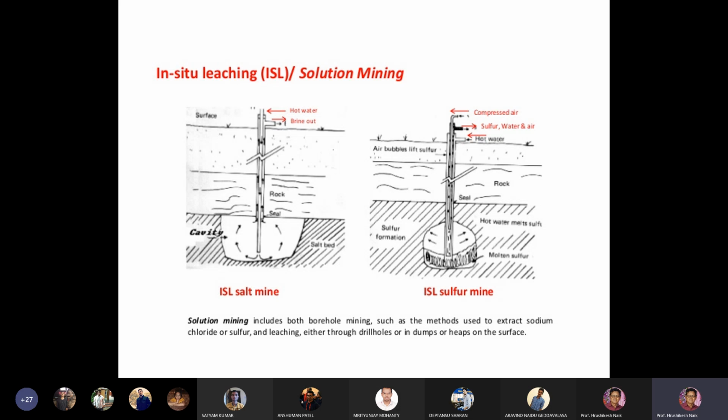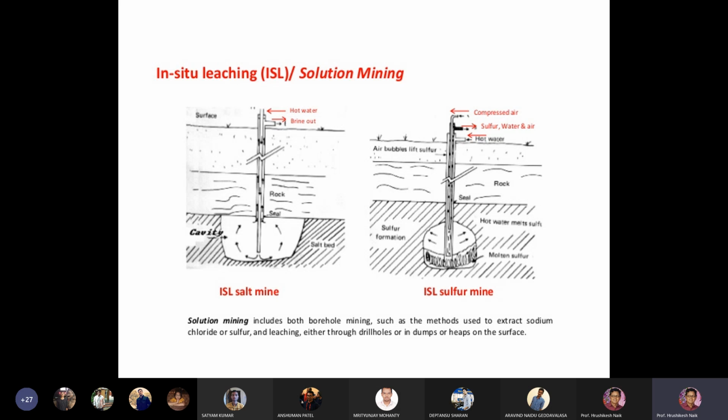When the hot water comes in contact with salt, there will be dissolution. Salt and water will mix together, and then through the annular space, the brine is pumped out to the surface, and salt is separated out from the brine. So this is called in situ leaching. Through one pipe you are sending the hot water, and through the other pipe you are taking out the brine water.